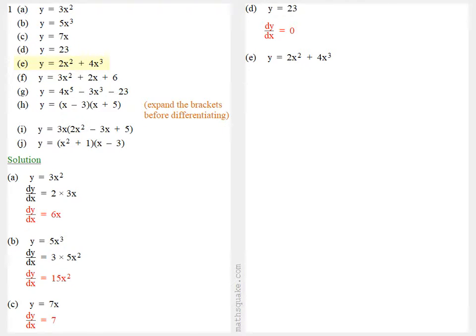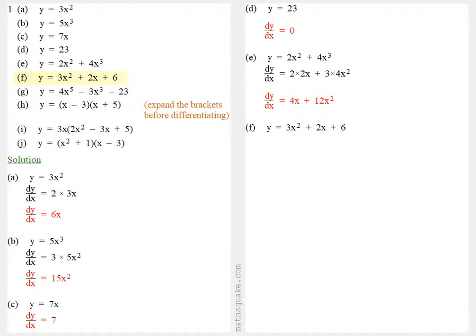Now, in part E, we've got y equals 2x squared plus 4x cubed. Now, to differentiate that, we just differentiate each of the terms in turn. So dy by dx is equal to, now when you differentiate 2x squared, the 2 comes to the front and the power is reduced to 1. So that's 2 times 2x to the power 1. And for the cube, the 3 comes to the front and the cube is reduced to power 2. So we have plus 3 times 4x squared. Now that simplifies to dy by dx is 4x plus 12x squared.